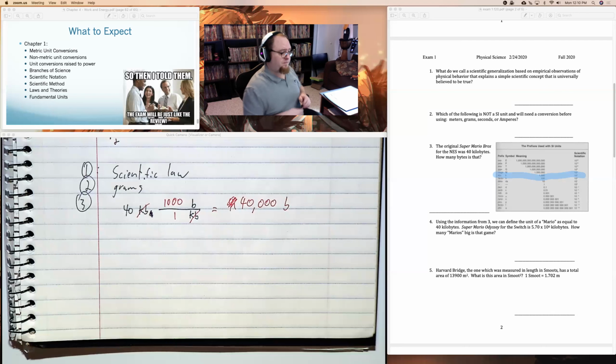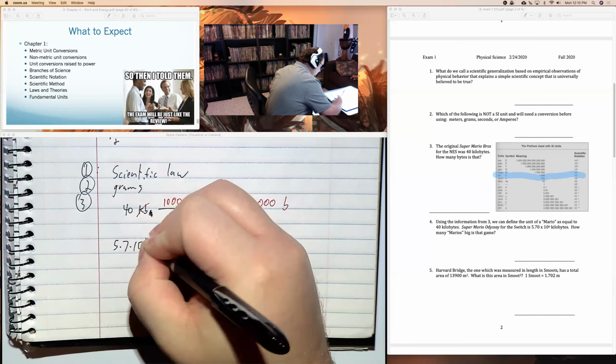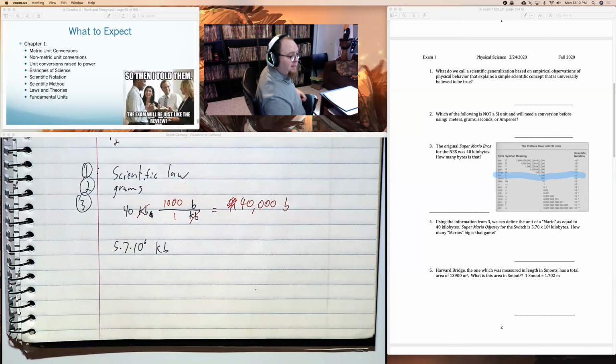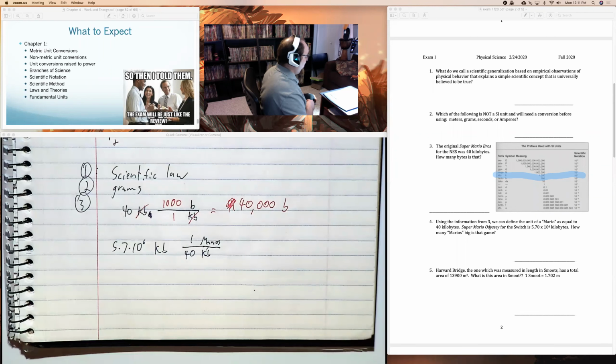The problem then says, we can define the unit of a Mario as equal to 40 kilobytes. Super Mario Odyssey is 5.7 times 10 to the 6 kilobytes. How many Marios big is that game? And so we're going to do a unit conversion where we cancel out kilobytes to get Marios. Well, one Mario is 40 kilobytes. It's kind of crazy to think how small that is. Like 40 kilobytes is lower than a photo normally. And I'm going to put kilobytes on the bottom because that's what I want to cancel out. I'm going to put Marios on the top because that's what I want.